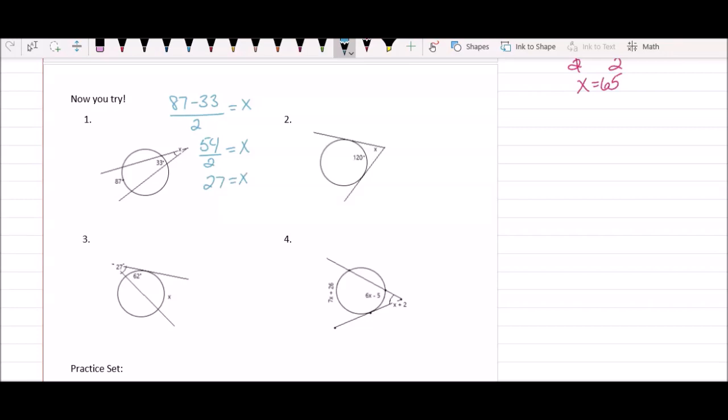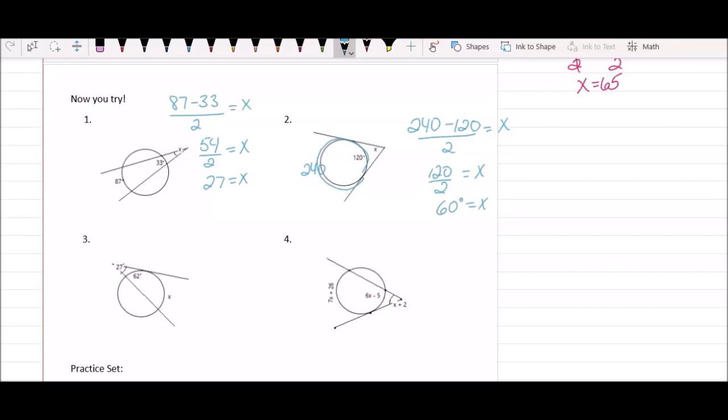Number 2, this is 120, which means the rest of the circle would be 240. So we have 240 is the outer minus 120 for the inner over 2 equals x. So 120 over 2 is 60.